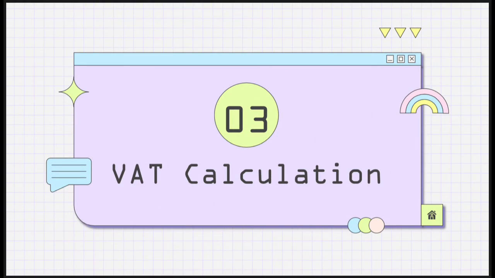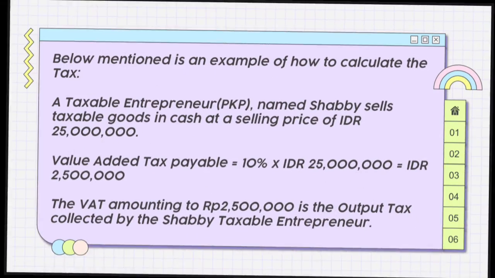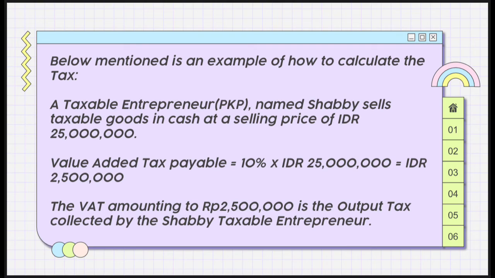The third material is VAT calculation. Below mentioned is an example of how to calculate the tax. A taxable entrepreneur or PKP named Shabby sells taxable goods in cash at a selling price of 25 million rupiahs. Value added tax payable is 10% times 25 million rupiahs equals 2.5 million rupiahs. The VAT amounting to 2.5 million rupiahs is the output tax collected by the taxable entrepreneur Shabby.